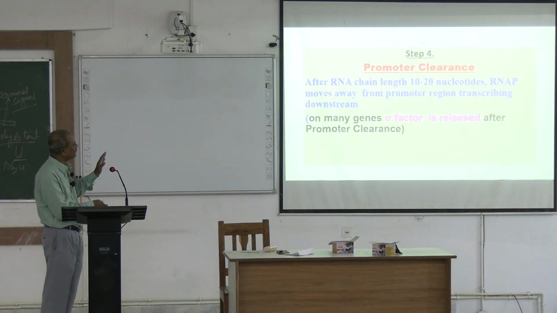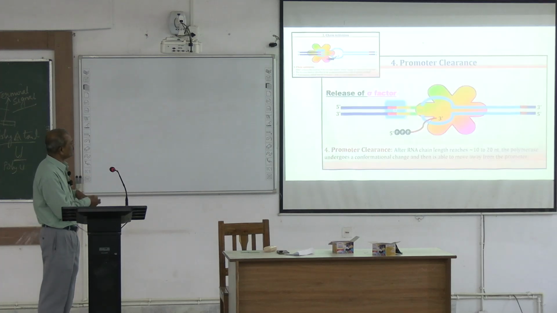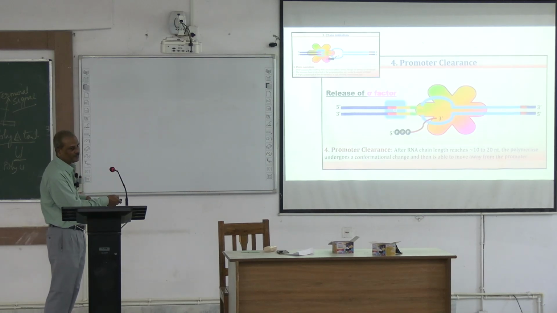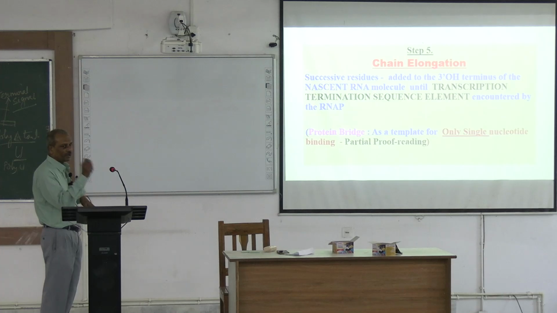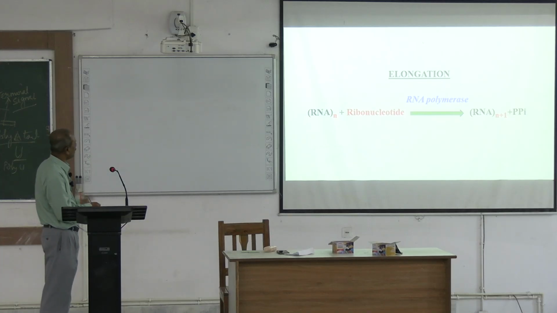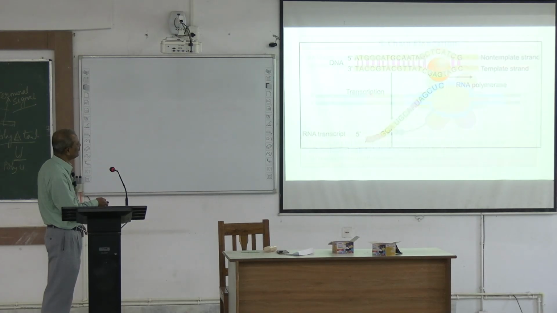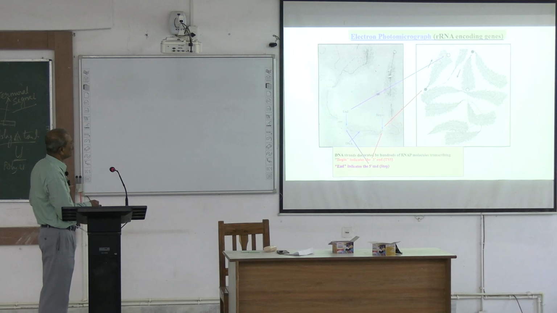Now promoter clearance, as I told you: once the first 3 to 10 base pairs are synthesized, the promoter area will be cleared. The sigma factor is also released, as I told you. Now this promoter region is cleared and the polymerase is moving ahead a little bit after this transcription bubble. Now chain elongation will start, and it will go on adding at the 3' end of the transcript. Elongation will proceed as per the sequence of the DNA template. Chain elongation will take place, and RNAP is still attached; the only thing is that the sigma factor was released. Now, this is what I told you.